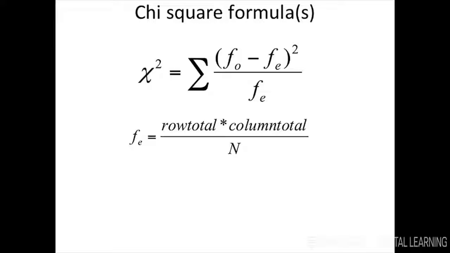This is giving us a ratio. We'll do that for each cell in our table. We'll talk about that a little bit more in a minute. Sum it up, and that's our chi-square. In theory, it's a pretty simple exercise. You just have to know what to plug in where, which is the tricky part about this.